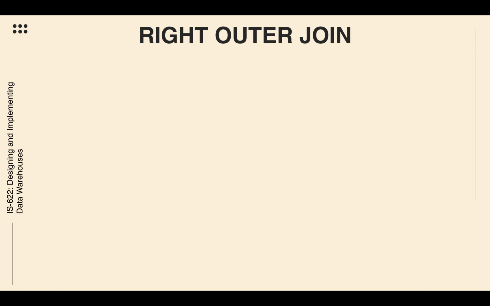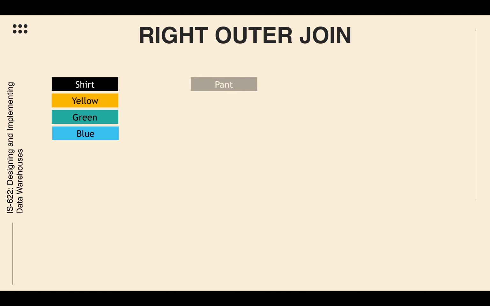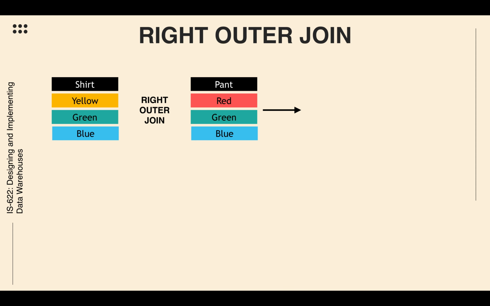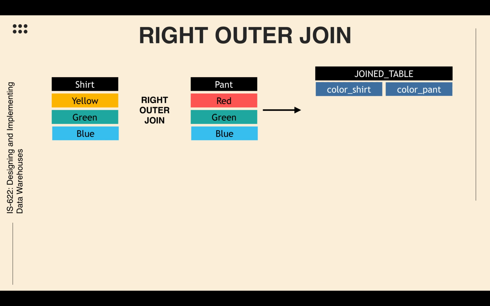The next one is a right outer join. When we talk about right outer join, we are focusing now on the right table. Up till now, we were focusing on the left table, right? So now we'll move our focus to the right table. For example, we will start with the same tables. We have the shirts and the pants tables, and then we would like to do the right outer join. So we'll have the same colors as shirt and pant as our join table.